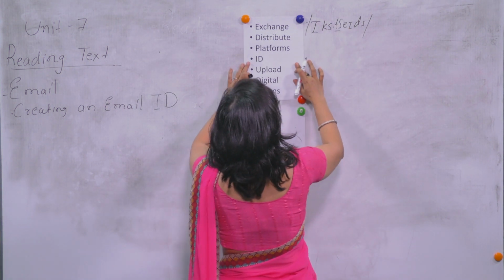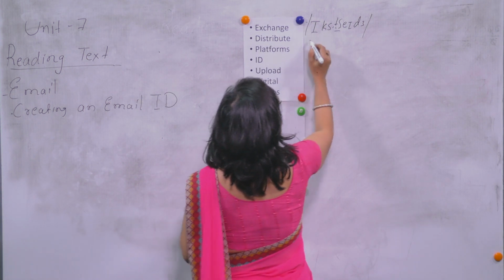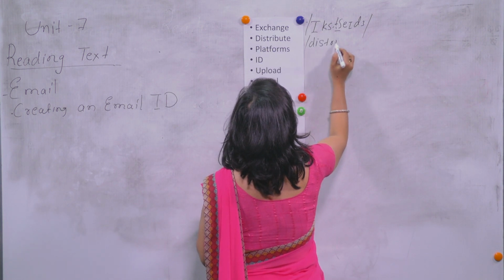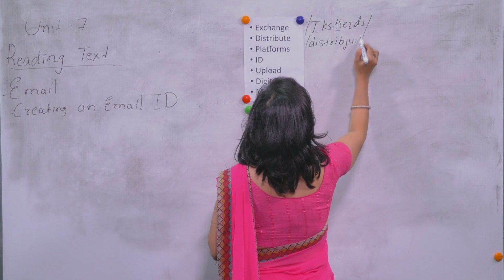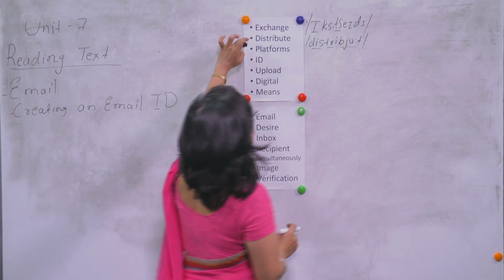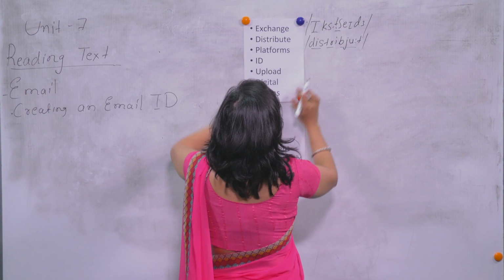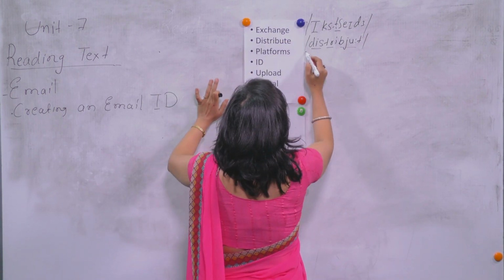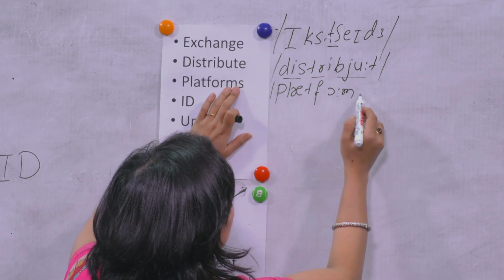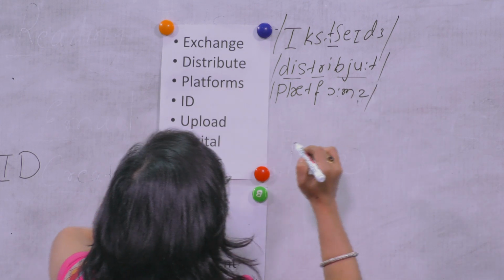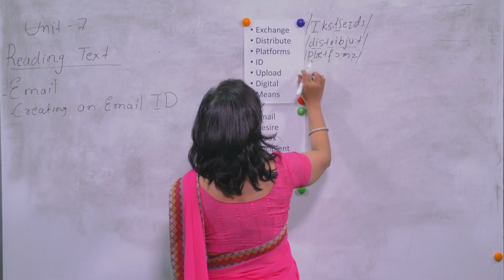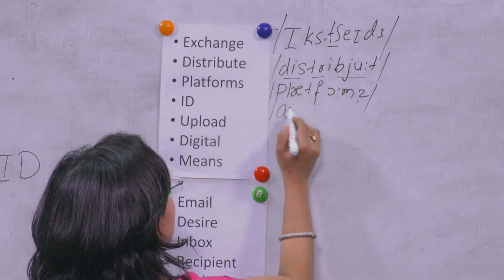The next one, distribute. How is it pronounced? It is put within two slashes. The phonemic transcription of this word is written here. And what is the other one? Platform. S is there, forms, the jaw sound. And what is this one? ID. ID means ID card, identification card.